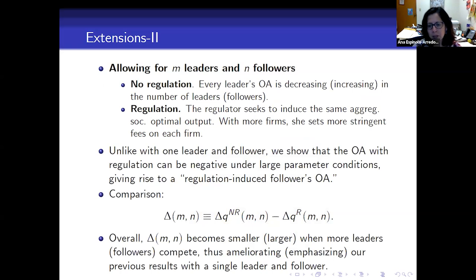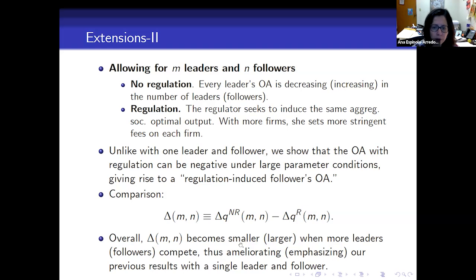All right, so then the next step is to examine how the results are affected when we have M leaders and N followers. When there is no regulation, what we know is that every leader's output advantage will be decreasing in the number of leaders or increasing in the number of followers. Now, when we have regulation in place, the regulator will seek to induce the same aggregate socially optimal output with more firms. So what she will do is set more stringent fees on each firm. If we focus on the effect of regulation on the leader's output advantage, and this is a comparison, what we observe is that this effect becomes smaller when more leaders compete, thus ameliorating our previous results, the results that we presented with a single leader and a follower.